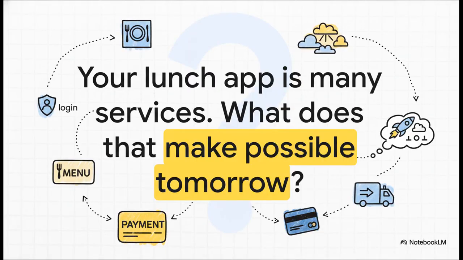So think about the app you just used to order lunch. It isn't one single thing. It's probably a dozen or more tiny independent services all working together seamlessly. One for your login, one for the menu, one for payment, one for tracking the driver. And if this is what's possible today, what does this whole new way of building things make possible for us tomorrow?